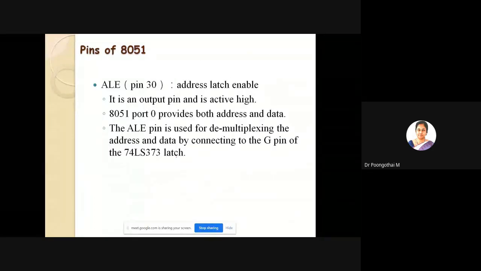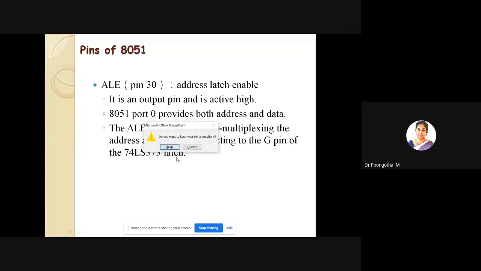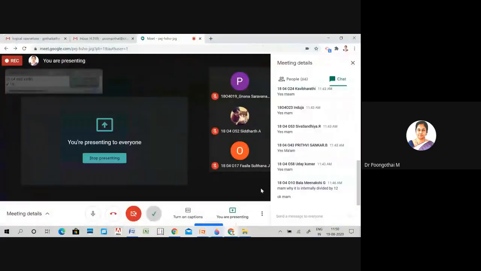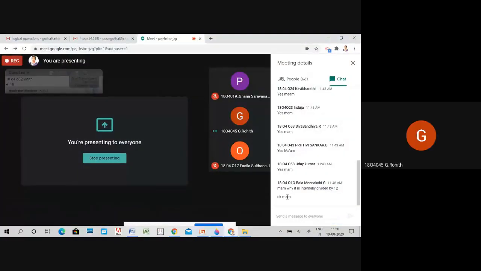So the next one is the address latch enable. This pin is an active high output pin. What is the purpose of ALE? If the input ports are not used for input, they can be used for address lines, if this pin is enabled.